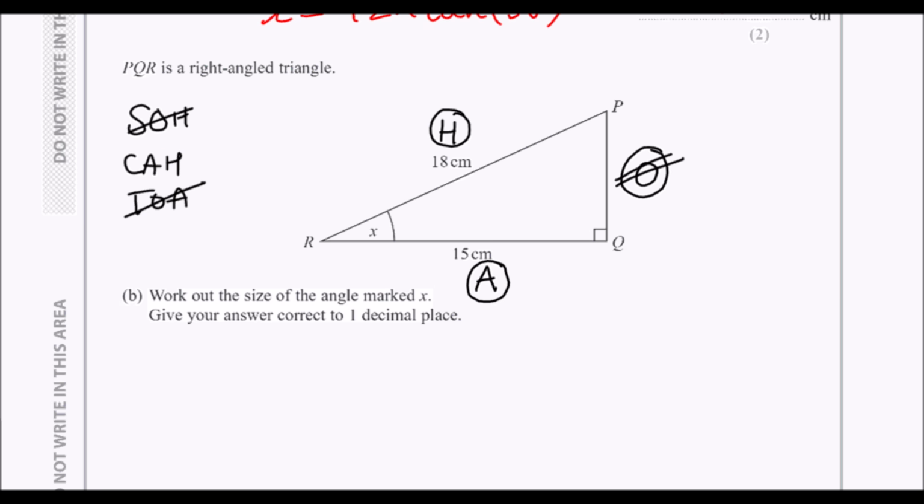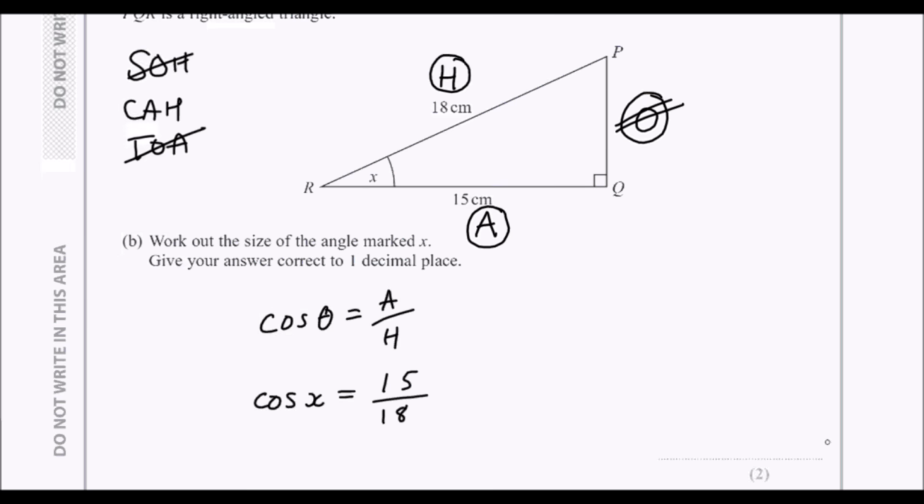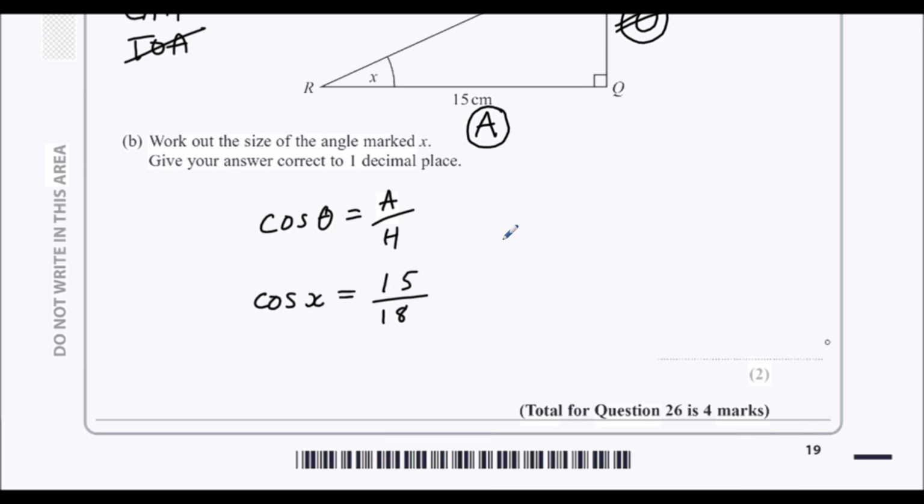CAH. And CAH means cos of the angle is the adjacent divided by the hypotenuse. So substituting in, that means cos X is 15 divided by 18. So again, we're solving an equation. We want X by itself, so we want to get rid of cos. And to get rid of cos, we do the opposite of cos, which is shift cos, arc cos. So we shift cos 15 over 18.